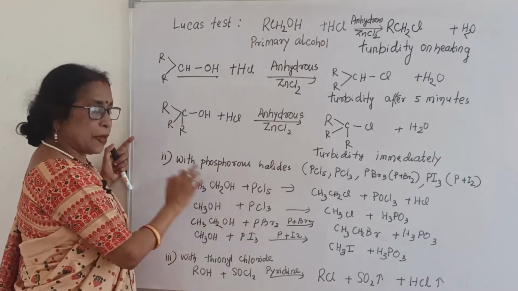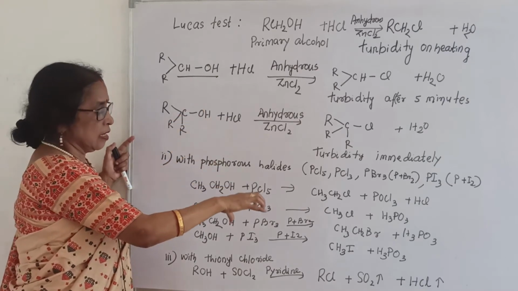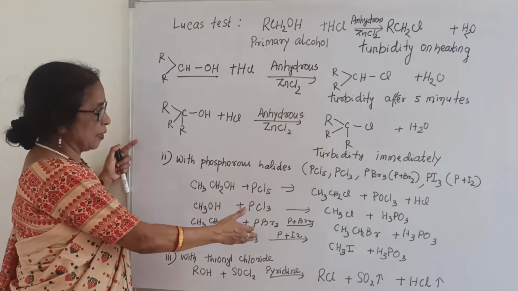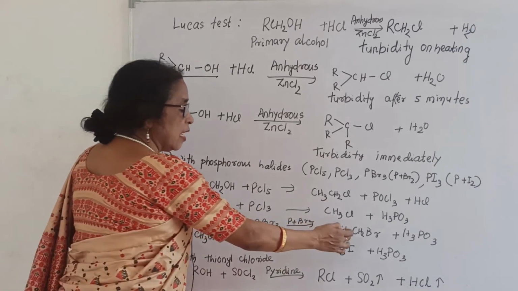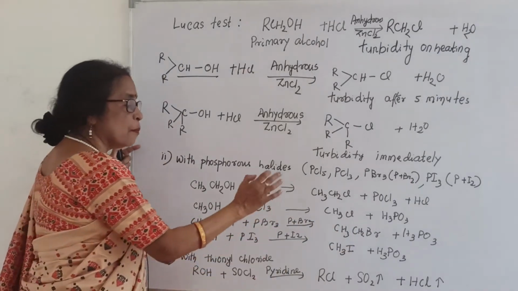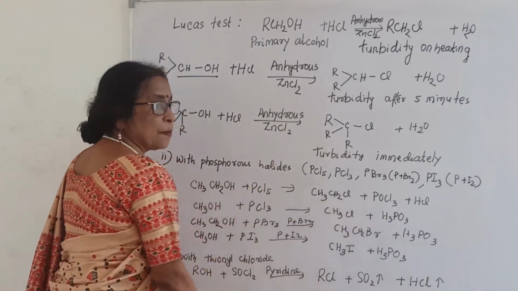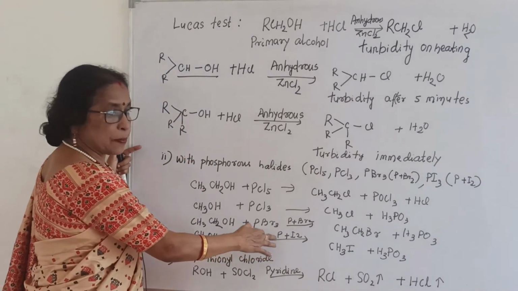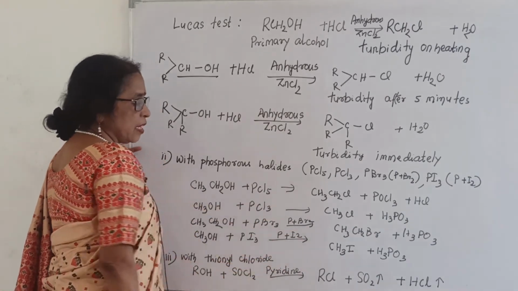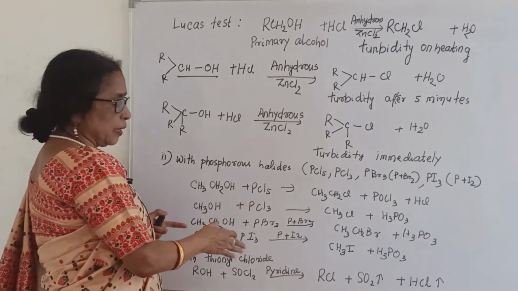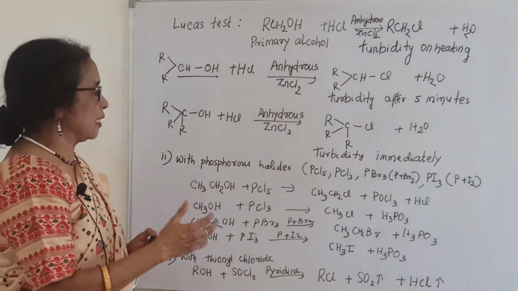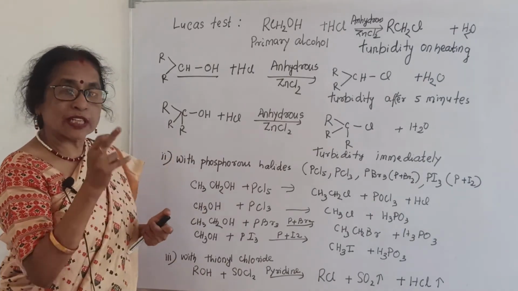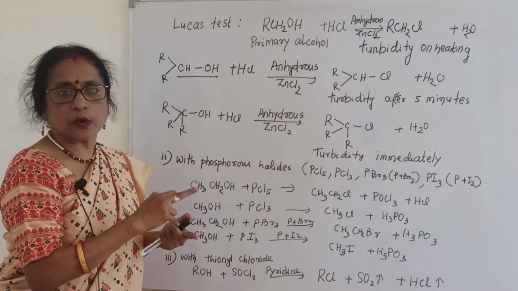Similarly, PBr3 is not available immediately, so you take phosphorus and bromine. Then it immediately gives PBr3, and here CH3CH2Br, that means bromoethane, plus H3PO3, phosphorous acid. Then CH3OH with PI3, similarly P plus iodine you take, and it gives CH3I, iodomethane, and H3PO3, phosphorous acid. Again, with PCl5, the byproduct you should remember is POCl3, phosphorus oxychloride.